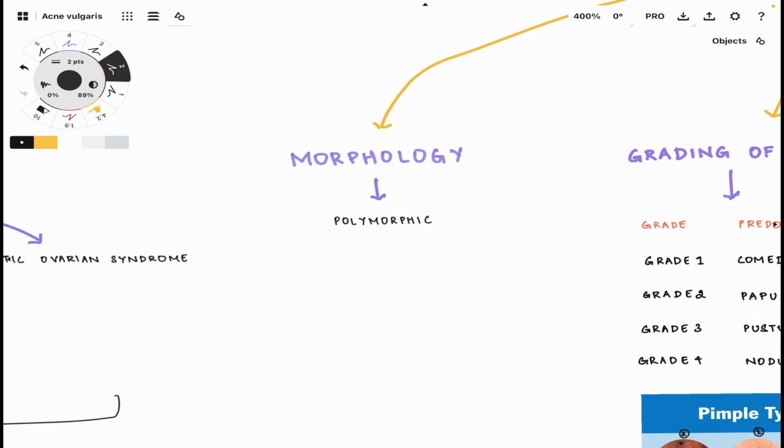The next concept we have in acne is the morphology of acne. So, acne is polymorphic in morphology, which means at any given time we can see all the different types of lesions in skin.